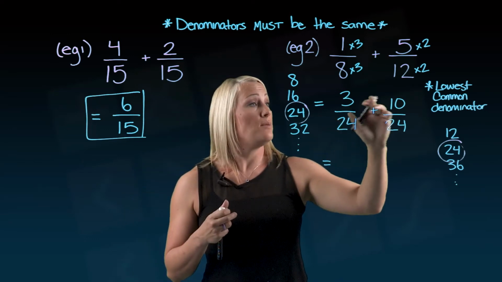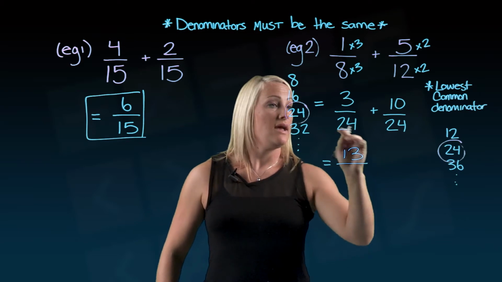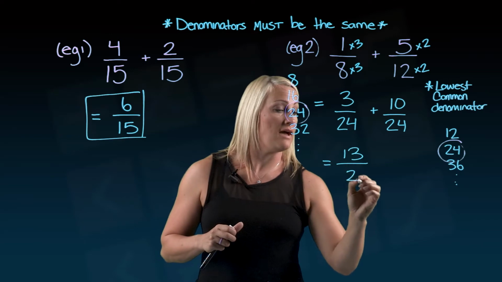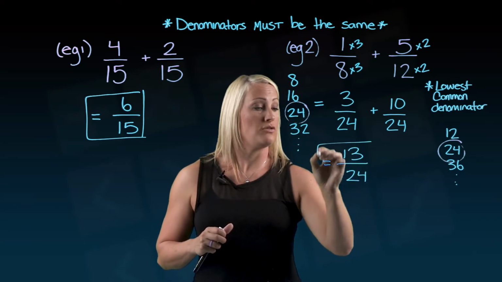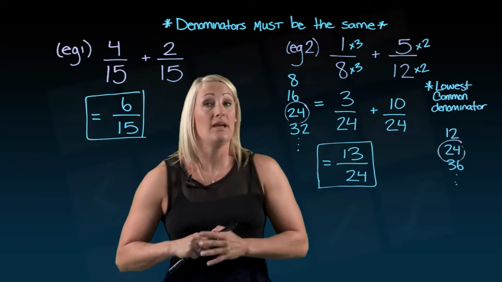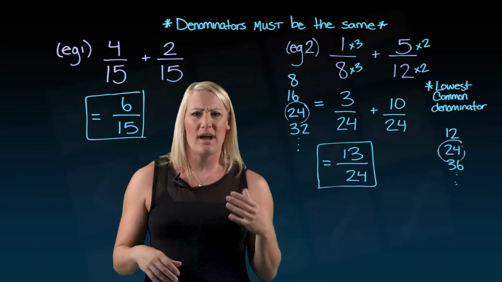So I'm going to add the top numbers, 3 plus 10, which is 13. And those denominators don't change. They stay the same. So I'm just going to leave that as 24. So 13/24 is my final answer in that question. So I'm just going to make myself a little bit of room here, and then we'll come back and try a few more.